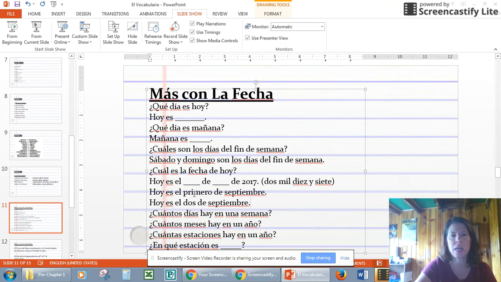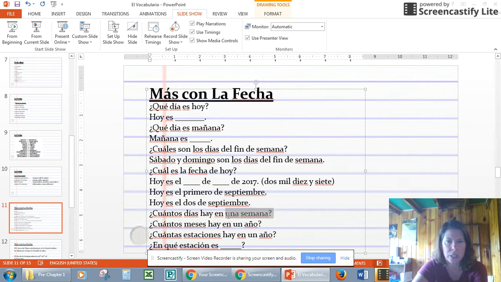So just note that if you're saying it's the 1st of the month, we use this as actually the ordinal number form of it. Cardinal numbers are the ones we count with 1, 2, 3, 4, 5. And ordinal are the ones that we rank with 1st, 2nd, 3rd, 4th. So we're using an ordinal number here in Spanish when we tell that it's the 1st.